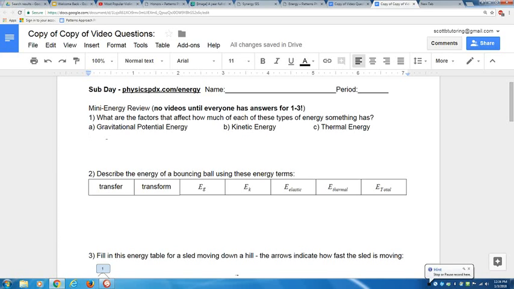Welcome to our sub-day intro here. I wanted to give some help with this one. The factors that affect how much each of these types of energy something has.